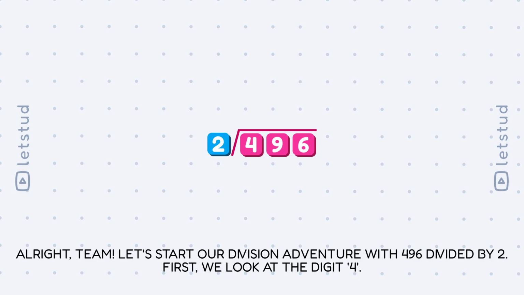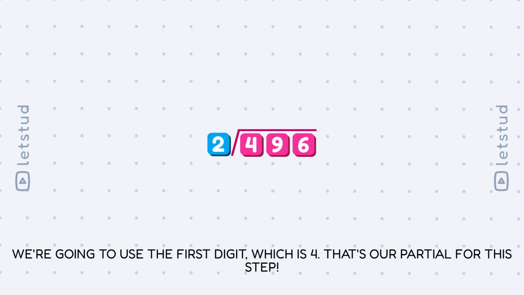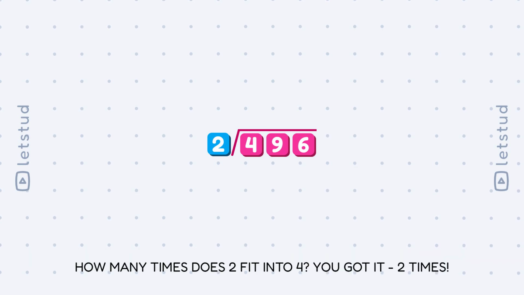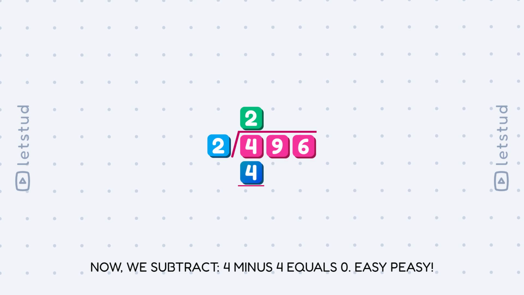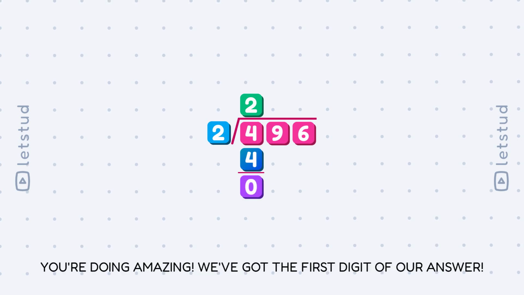Alright team, let's start our division adventure with 496 divided by 2. First, we look at the digit 4. We're going to use the first digit, which is 4. That's our partial for this step. How many times does 2 fit into 4? You got it, 2 times. Let's check: 2 times 2 equals 4, perfect. Now we subtract: 4 minus 4 equals 0, easy peasy. You're doing amazing, we've got the first digit of our answer.